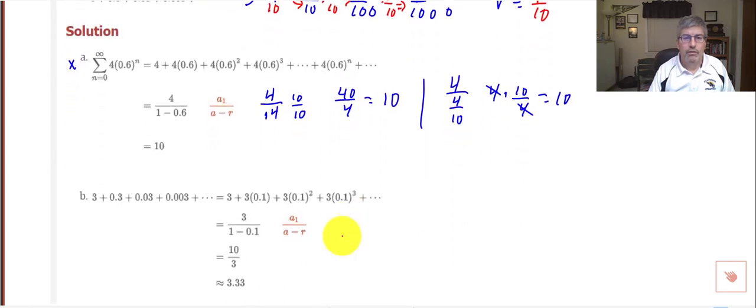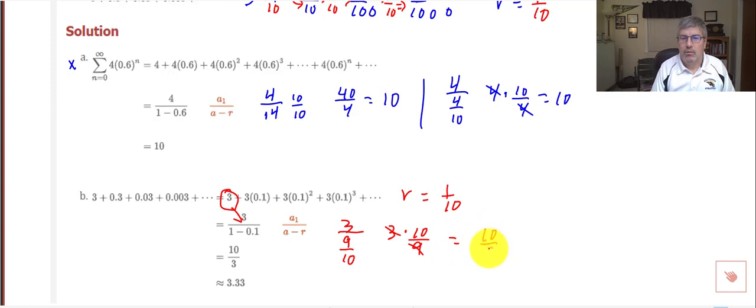So for the solution to this particular one, our first term is 3, so that's our a sub 1. Plugging it into our formula, a sub 1 divided by 1 minus r. We calculated the r just a moment ago to be 1/10. I'll rewrite that for you. So we have 1 minus 1/10, 3 over 9/10. Division is multiplying by the reciprocal, so I can multiply by the reciprocal 10/9. 3 over 9 simplifies to 1 over 3, and that equals 10/3, or if you will, the sum is 3.33.